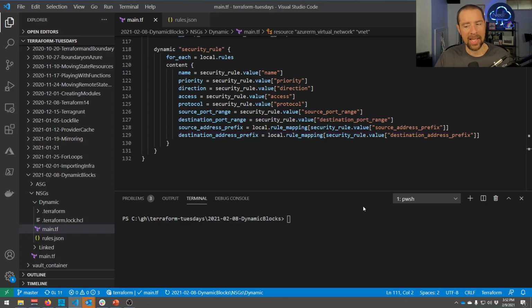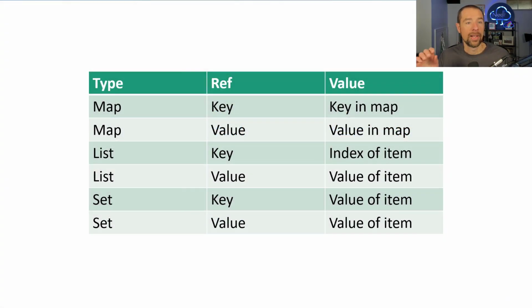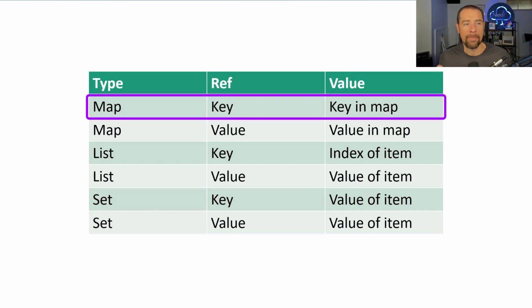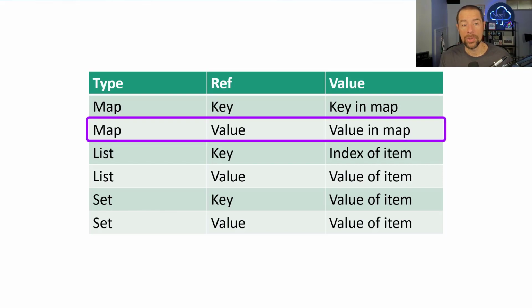And for more on that, let's jump back to the presentation and let me show you a few things about how that works. Like I said, there are 3 different object types you can pass in the for_each for dynamic blocks. You can do a map, you can do a list, or you can do a set. If you use a map and use the dot key to refer to something, you're referring to the key in the map. And if you use value, you're referring to the value in that map.